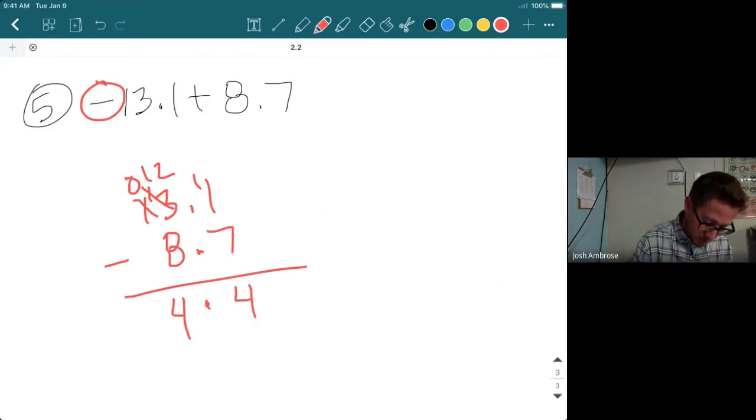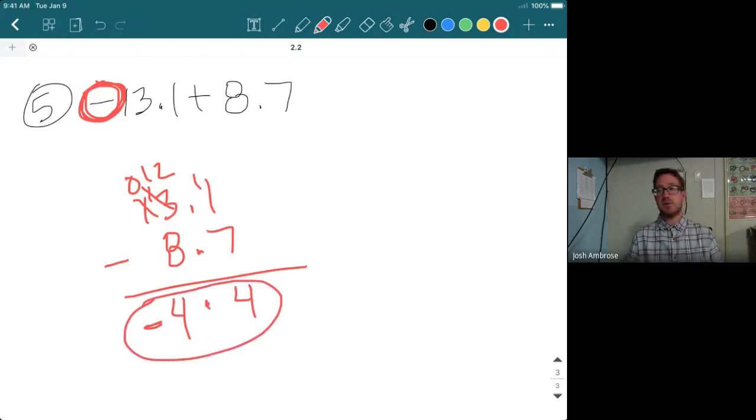Don't forget, though, what was our biggest number? It was a negative. Therefore, our answer will also be a negative 4.4. Okay, so that covers us. That is section 2 of adding real numbers.